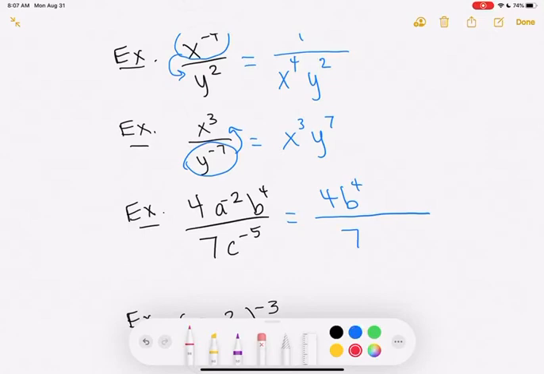That a squared, though, is negative. So to make it positive, we send it to the opposite side of the fraction, so we'll put it on the bottom. The c to the negative 5th, we want that positive, so we're going to send that up. So it's c to the 5th.